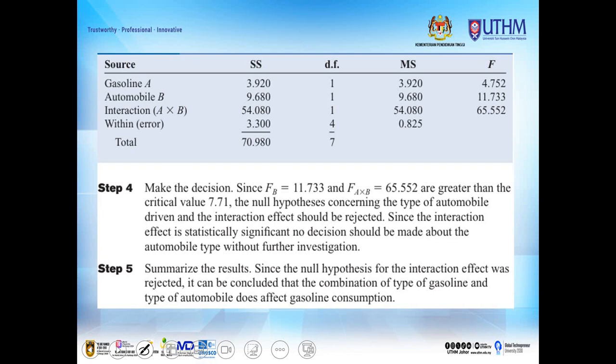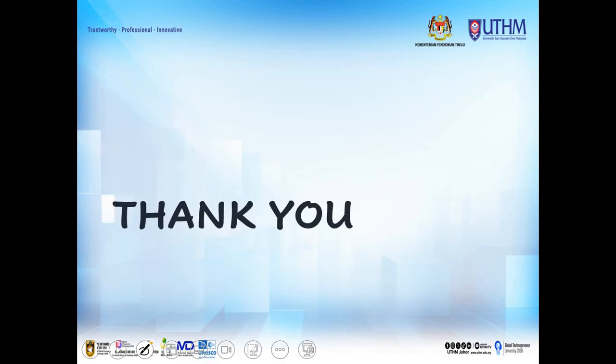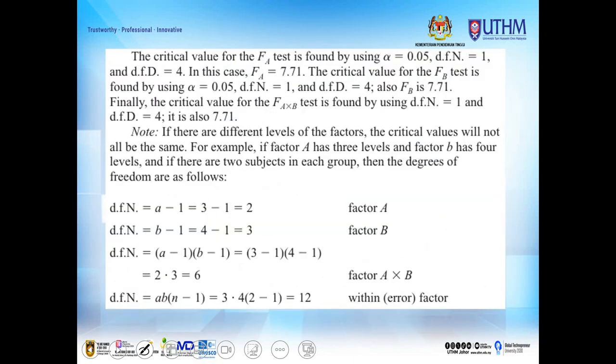Gasoline is A, automobile is B, then interaction A times B, and within. So all the values, just fill up. Once you fill up, you know what the values are. So the degrees of freedom are 1, 1, 1, 4. And the mean squares we already calculated, so just apply them, followed by the F values.